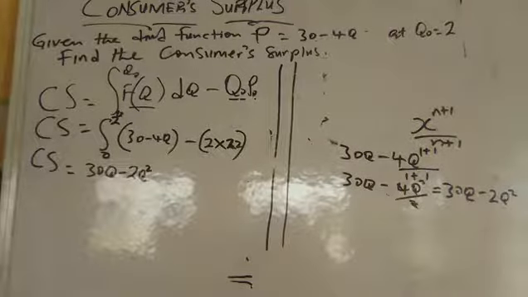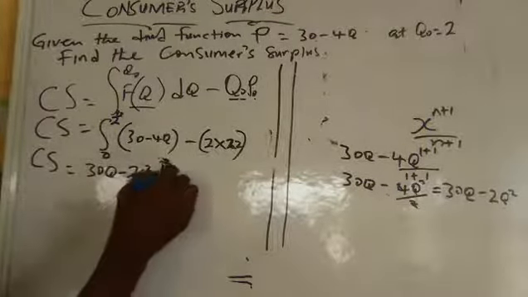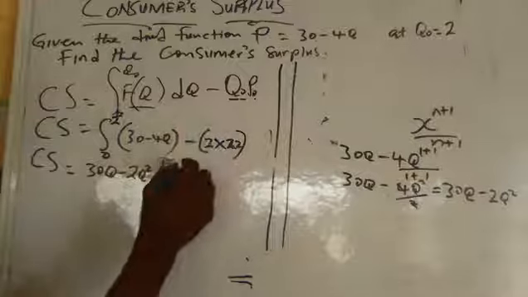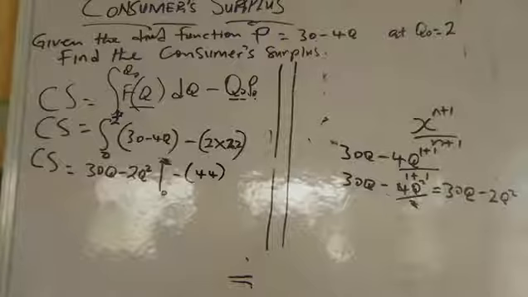Can you just get what I'm doing? So I just put this, my upper limit, which is 2. My upper limit is 2. Then my lower limit is 0. Minus, this is going to be giving me 44. Can you just see it?